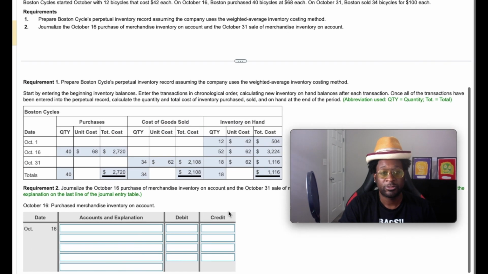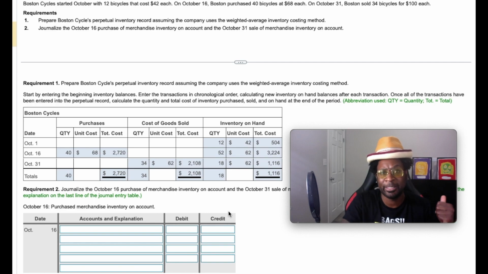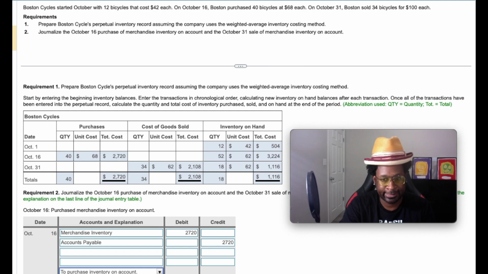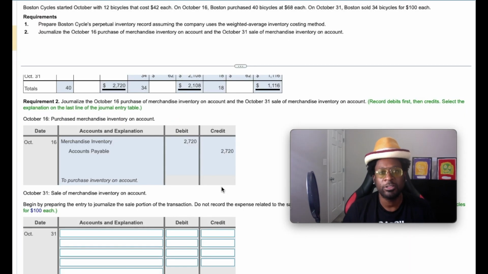Moving on. So now we have to account for the purchases that was made on October 16th. And we already know, gang, when we have a purchase, we debit inventory and credit accounts payable. And we also know how much the initial purchase cost us, gang, $27.20. We're going to check the answer. Excellent job. Next, they want us to record the October 31st sale of 34 units at $100 each.